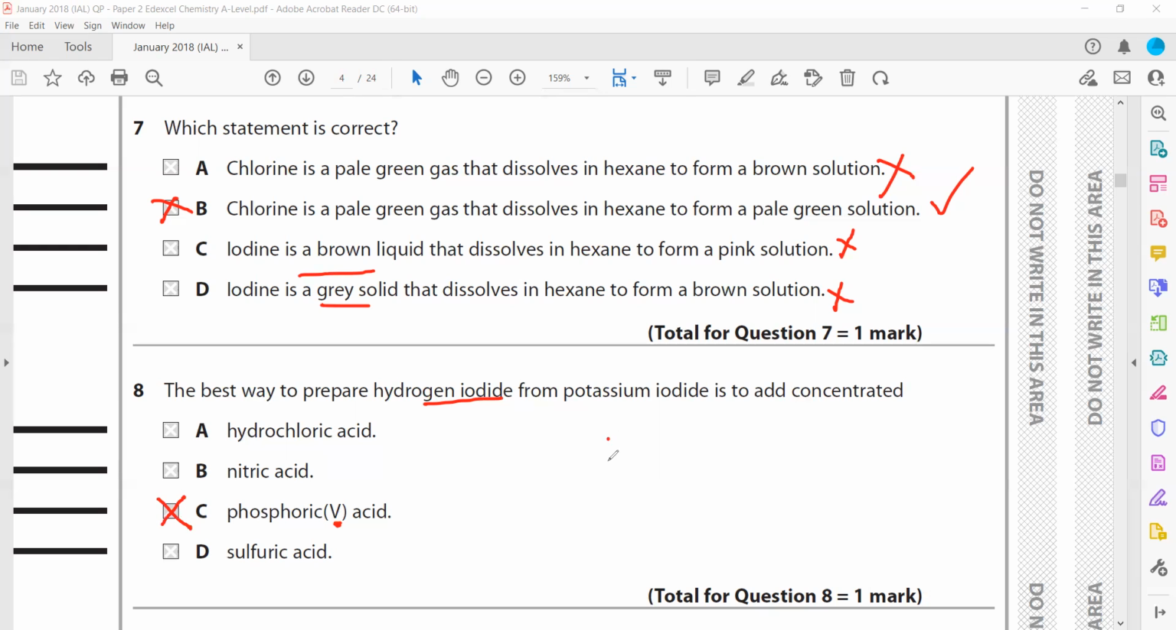If you use sulfuric acid, for example H2SO4, when it reacts with potassium iodide, first it will produce potassium hydrogen sulfate plus hydrogen iodide. And then this hydrogen iodide will react with sulfuric acid.